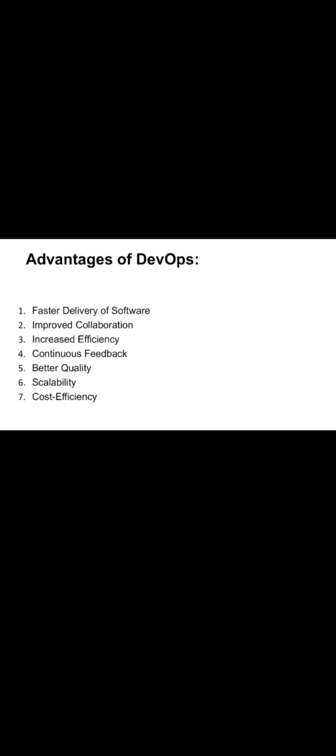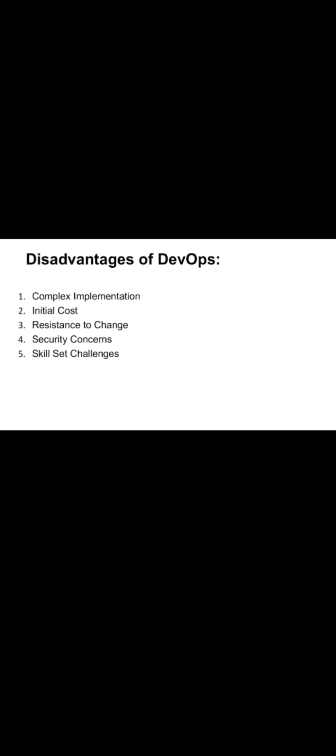In DevOps, we also have some disadvantages. Let us discuss some of the disadvantages in DevOps. First one is complex implementation. Complex implementation is nothing but implementing DevOps practices can be complex, especially in large organizations with existing processes and technologies. It may require significant cultural and organizational changes. Initial cost. Initial cost means setting up DevOps processes and implementing automation tools may require an initial investment in terms of time, resources, and technology.